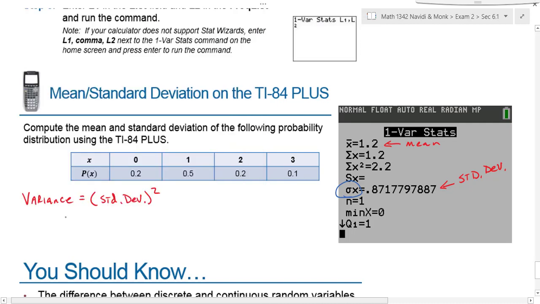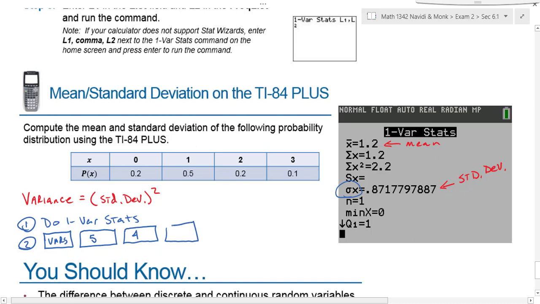So the way that we would get the variance on our calculator, you first have to do the one variable stats. And those steps were the steps above. Then you're going to hit VARS 5 to get the statistics. Then you're going to hit 4 to get the standard deviation. And then you're going to hit X squared. That's the X square button on your calculator. And then you're going to hit enter. That's how you would find the variance on your calculator.